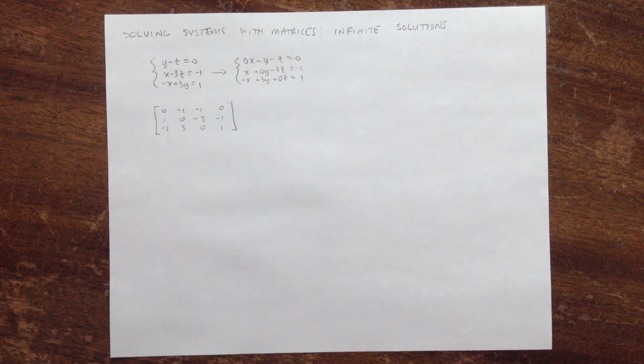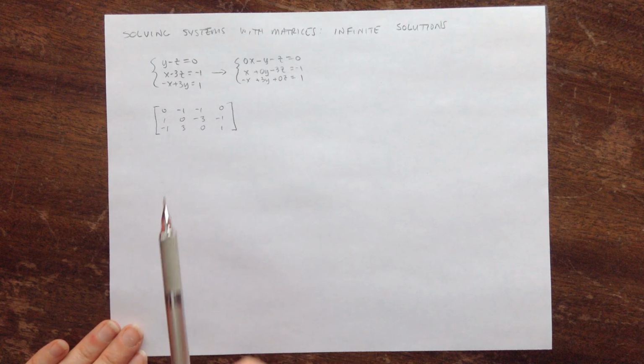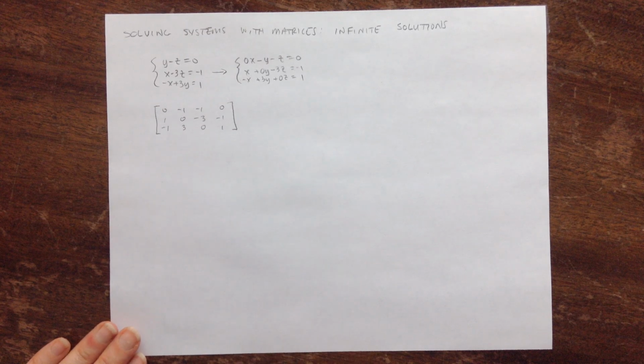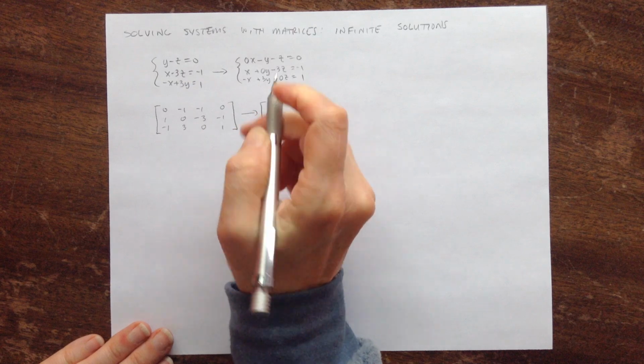So the matrix is kind of sparse. They call matrices sparse if they have a lot of zeros in them. And now my goal is to get ones here, here, and here, and zeros in the other places, which is not going to be possible with these rows written in this order. So I'm going to swap a couple of rows. I guess I'll swap row 1 and row 2.